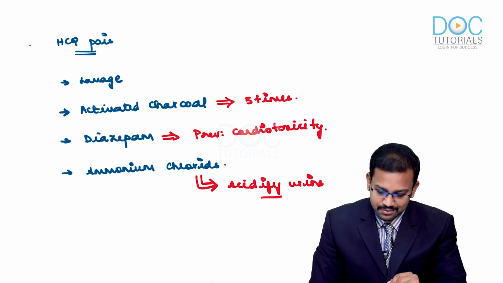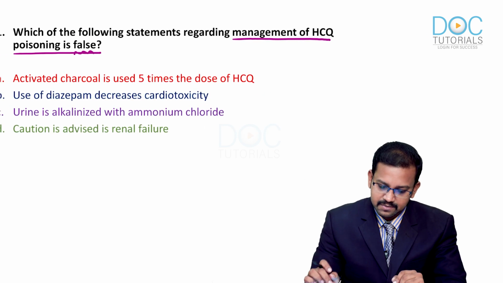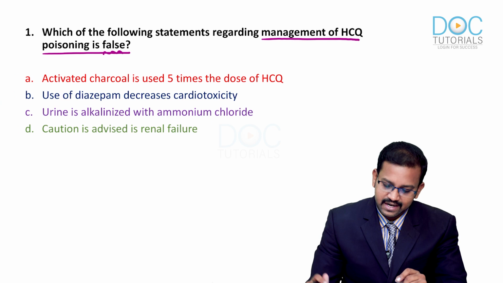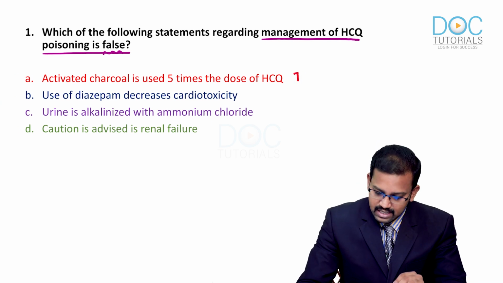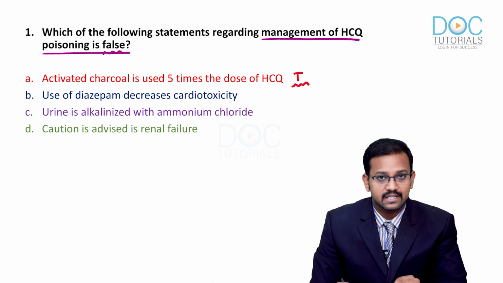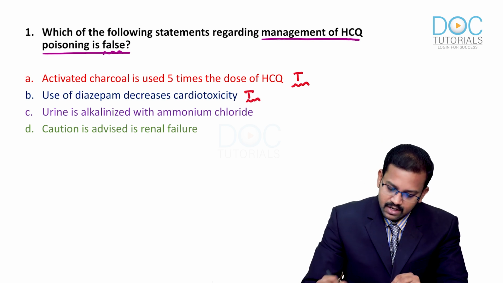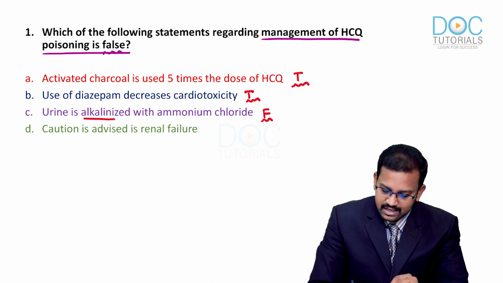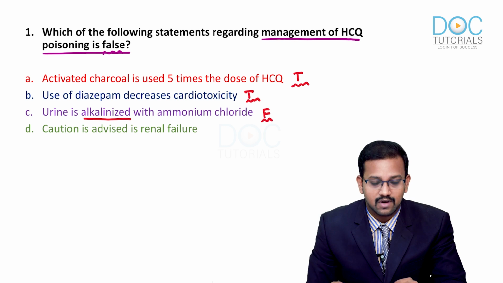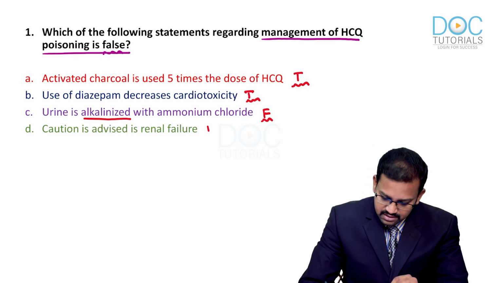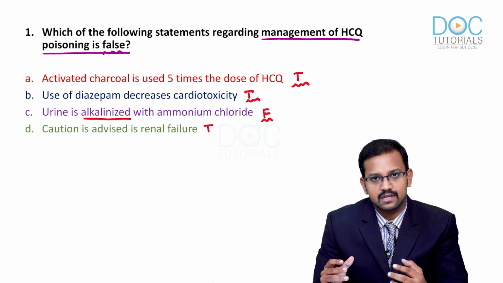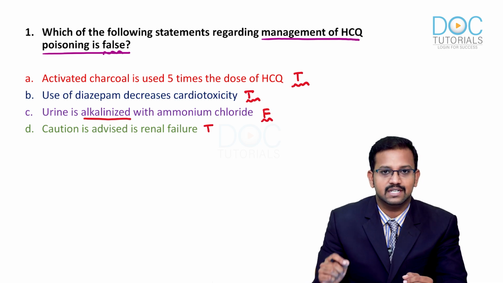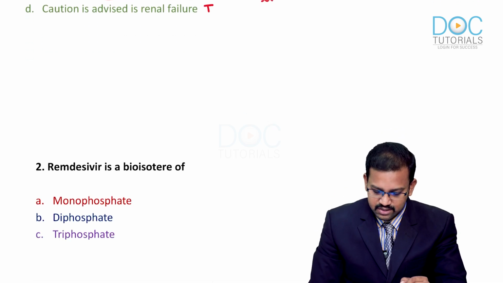Now moving on to the options. Which of the following statements regarding management of hydroxychloroquine poisoning is false? Activated charcoal is used 5 times the dose of hydroxychloroquine. True or false, guys? Yes, it's true. Use of diazepam decreases cardiotoxicity. True statement. Urine is alkalinized with ammonium chloride. False statement. Why? Because the urine is not alkalinized, it is acidified with ammonium chloride. Caution is advised in renal failure. Yes, it's true, because the drug is excreted in the urine. So in case of renal failure, the drug might accumulate in the body, leading to toxicity symptoms. Clear, guys? Moving on to the next question.